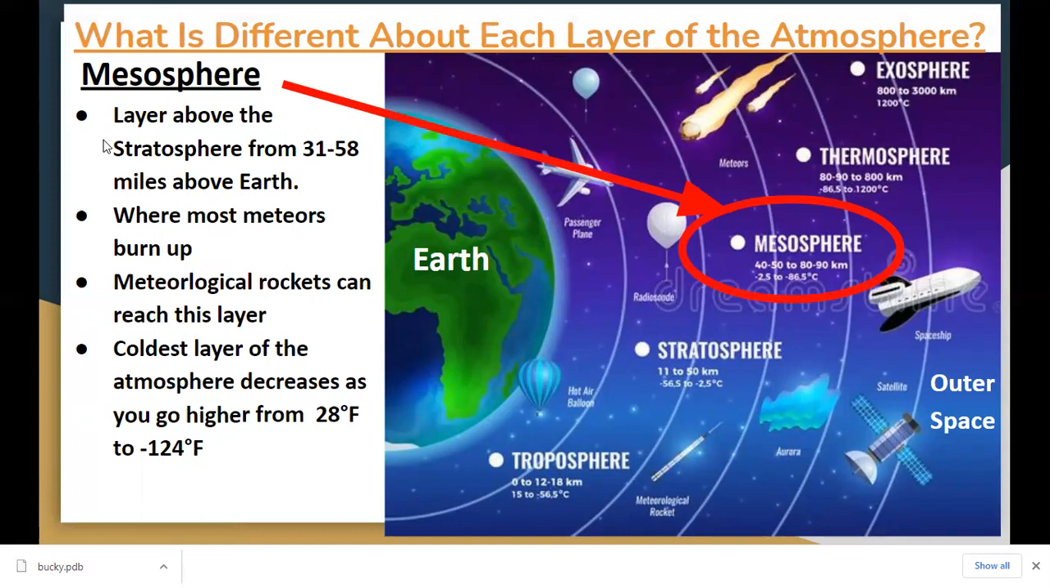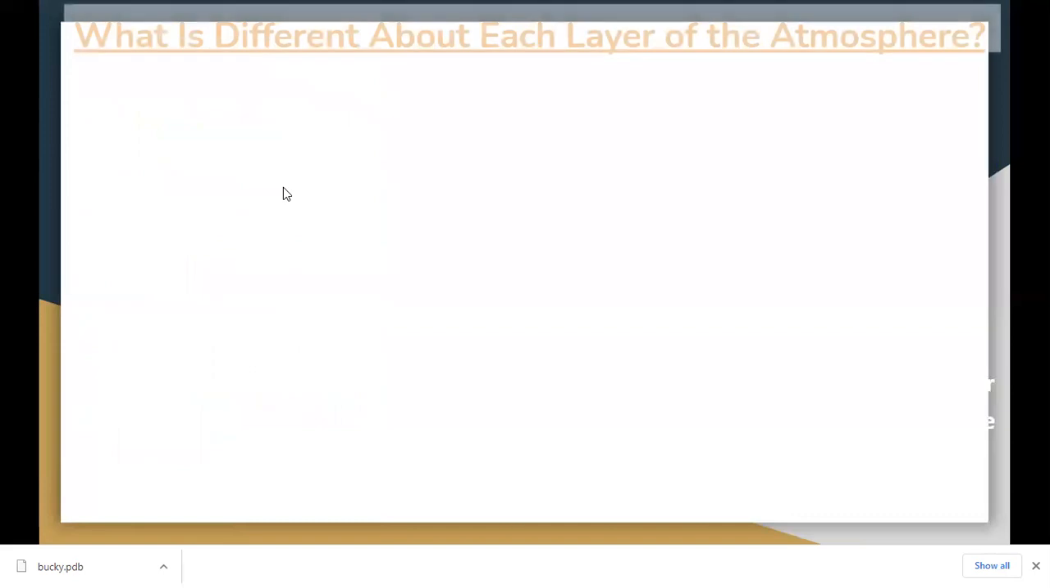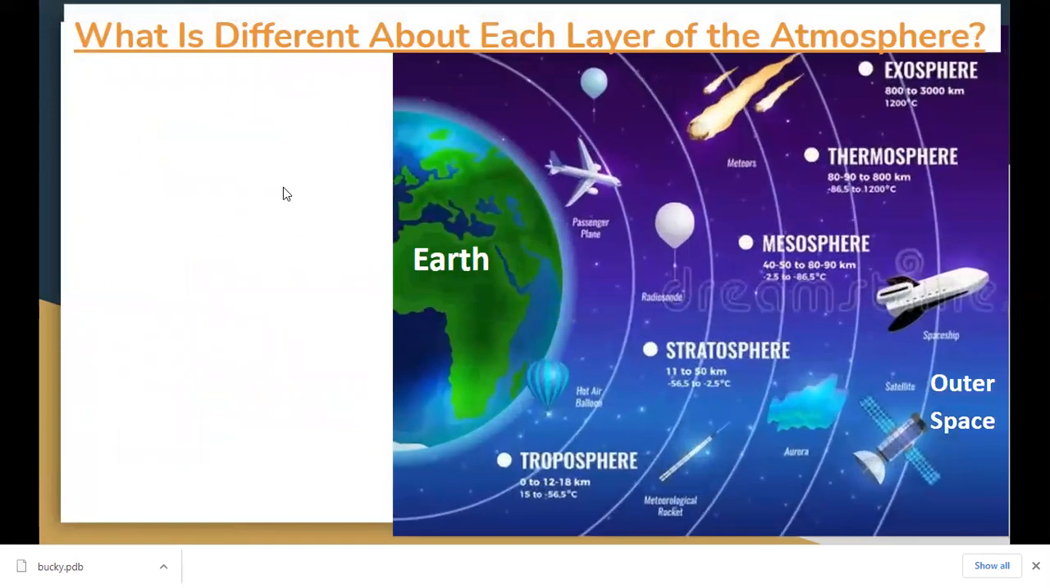It goes from 28 degrees Fahrenheit, which is a little below freezing, to negative 124 degrees. That's pretty cold. So that is the mesosphere. What is the next sphere? That would be the thermosphere. And there's the thermosphere. So this is the first layer, the troposphere.